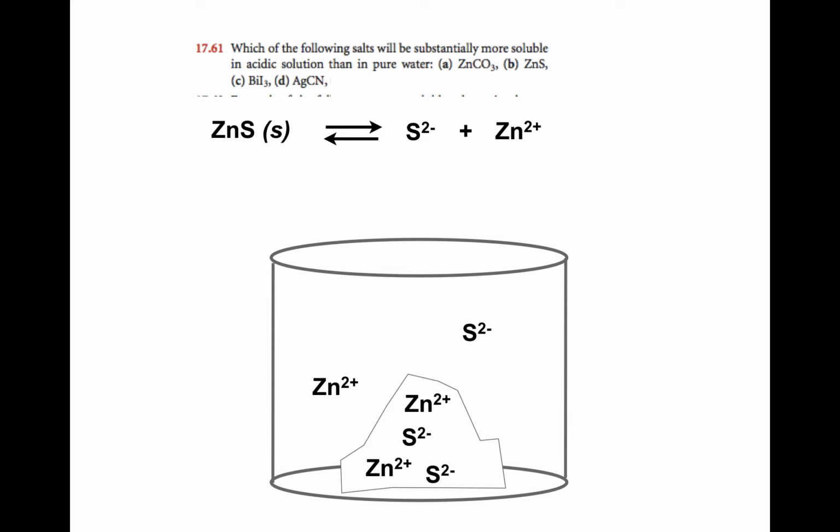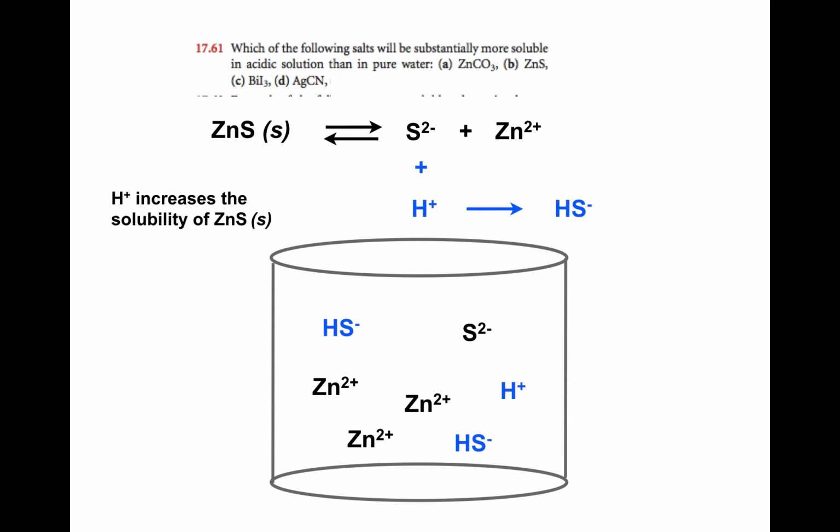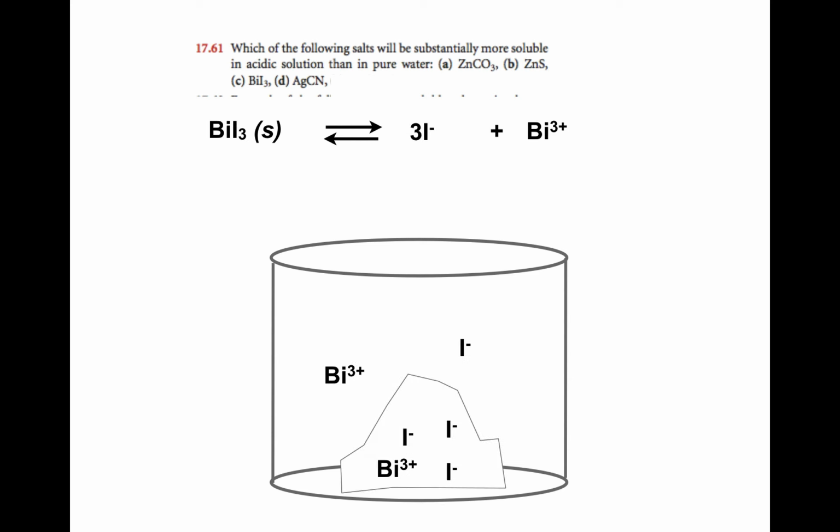Same with zinc sulfide. Sulfide is the conjugate base of hydrosulfuric acid. So as I put H plus into this solution, it's going to eat up the sulfide and drive this solid forward and increase its solubility. Not so with bismuth iodide. Iodide is the conjugate of hydroiodic acid, which is a strong acid. So putting H plus in here isn't going to do a thing, right? Iodide is a miserable base, and it's not going to react with the H plus ion.